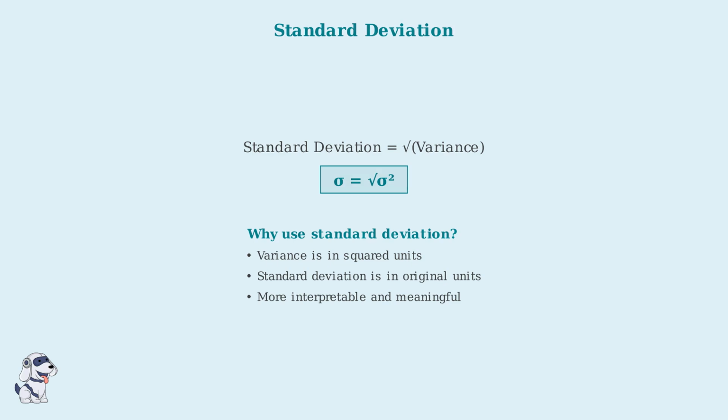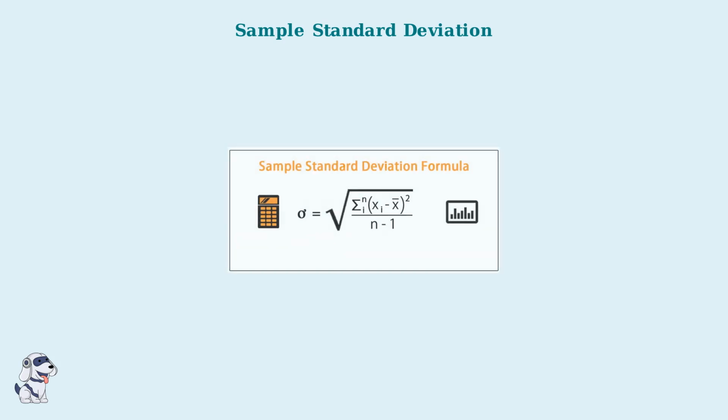When working with a sample, rather than the entire population, we use a slightly different formula. Notice that we divide by n-1 instead of n. This adjustment, called Bessel's correction, accounts for the fact that we're estimating the population standard deviation from a sample, providing a more accurate estimate.